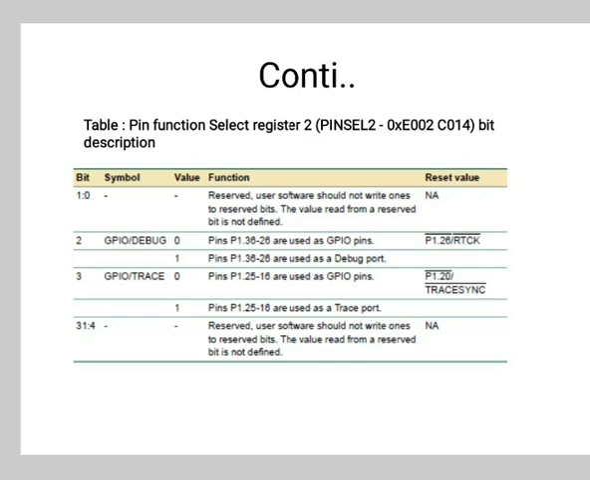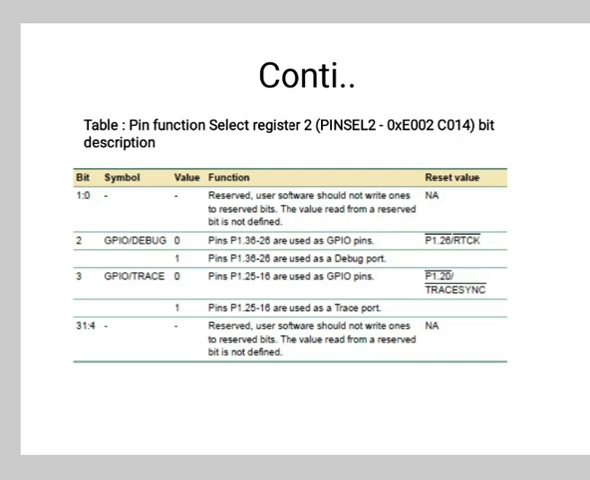For bit 2, pins P1.36 to 26 are used as a GPIO pin, and for 1, pins P1.36 to 26 are used as a debug port. For bit 3, for 0, pins P1.25 to 16 are used as a GPIO pin, and for 1, pins P1.25 to 16 are used as a trace port. And bits 4 to 31 are all reserved.